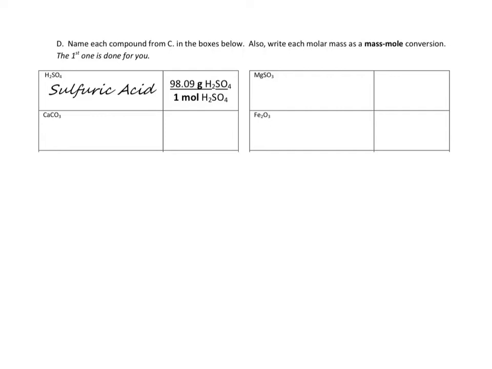We're writing these as conversion factors, so we'll write it as the mass in grams over 1 mole for that substance. We'll be using these later. The next example is calcium carbonate. So we'll need to write that name in the first box, then add up the mass of a calcium, a carbon, and 3 oxygens to get the molar conversion.